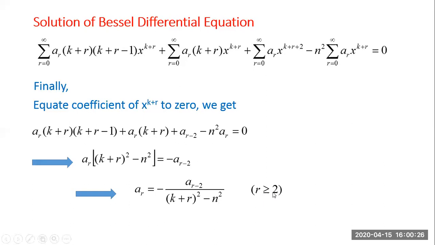And here r is greater than or equal to 2. For r equal to 0 and 1, we already got the values. So here r takes values greater than or equal to 2. So r starts with 2: r is 2, 3, 4 and so on.